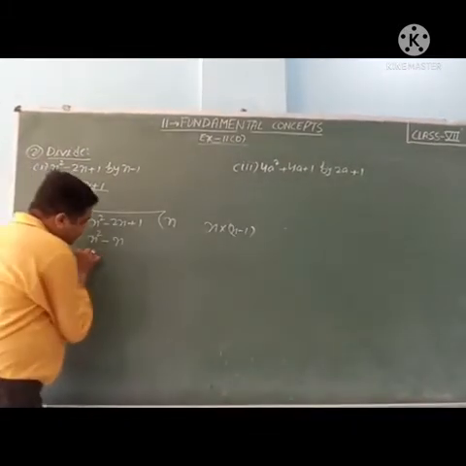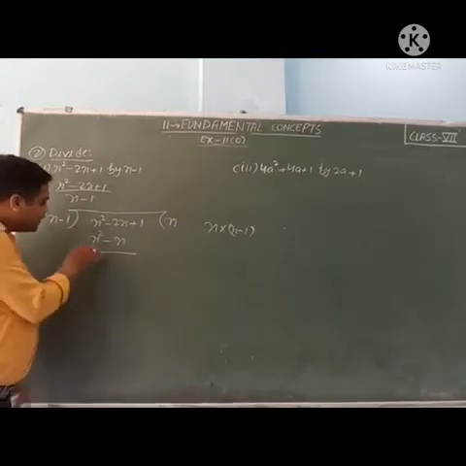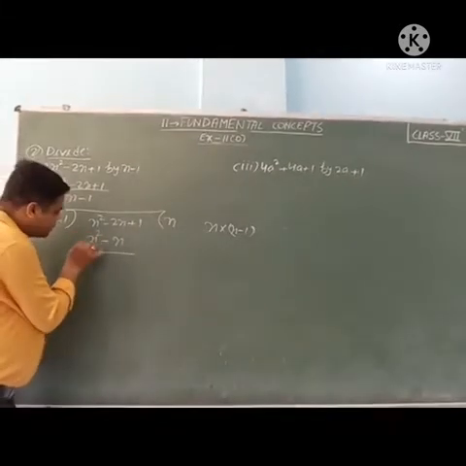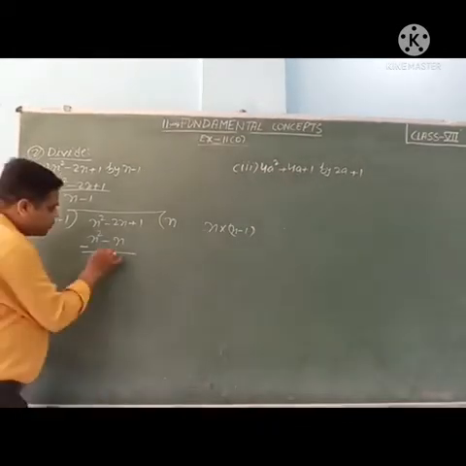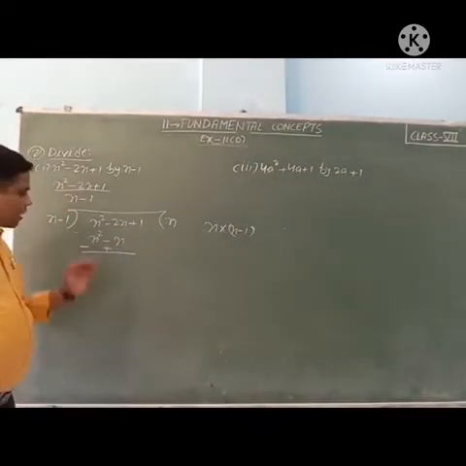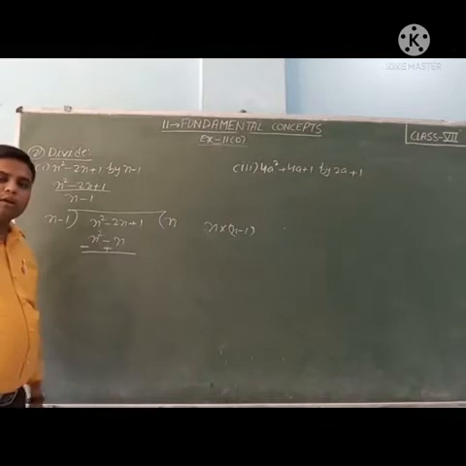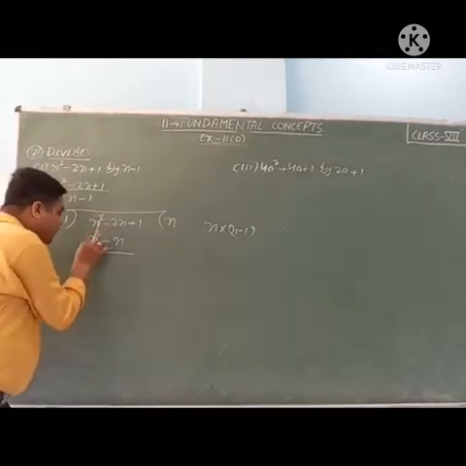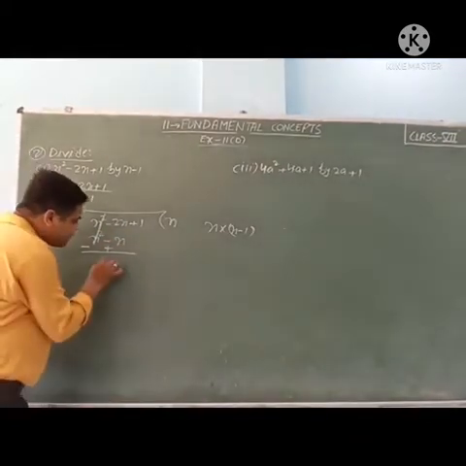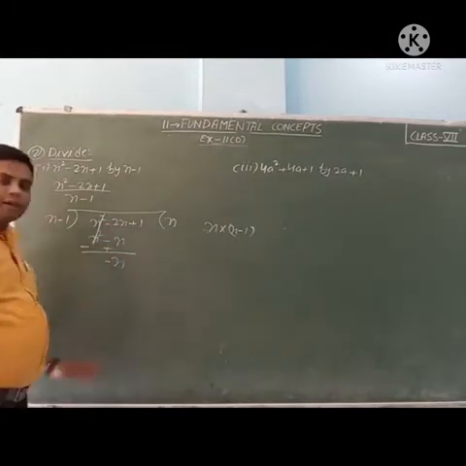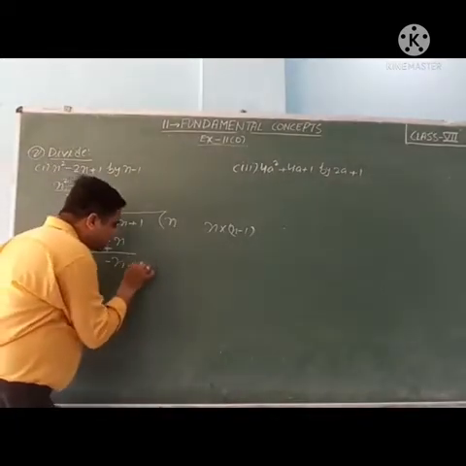Then subtract. For subtraction, now we will change the sign. You can see the sign here, plus sign, it changes into minus. This we will write here. This minus sign changes into plus. Now we will consider the new sign, not the old sign. So n square minus n square, 0, it means cancel. Minus 2n plus n, minus n. Then we will take the next number, that is plus 1.